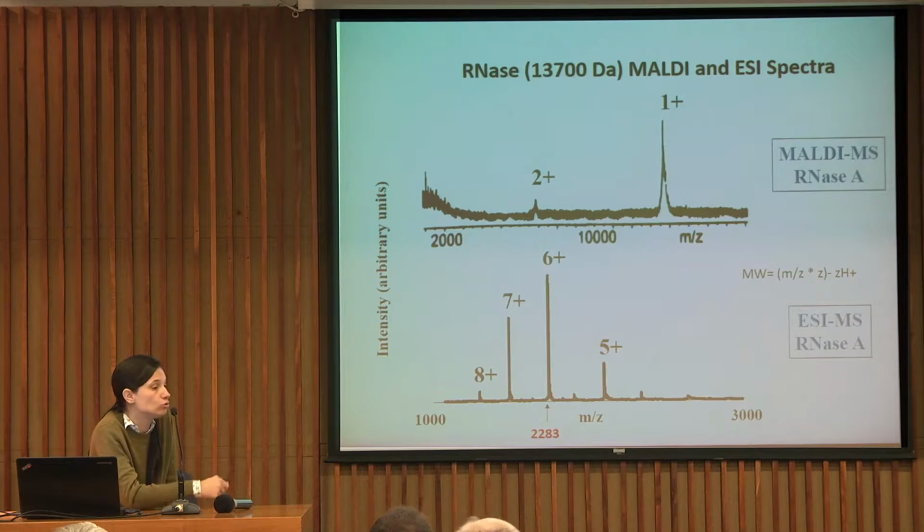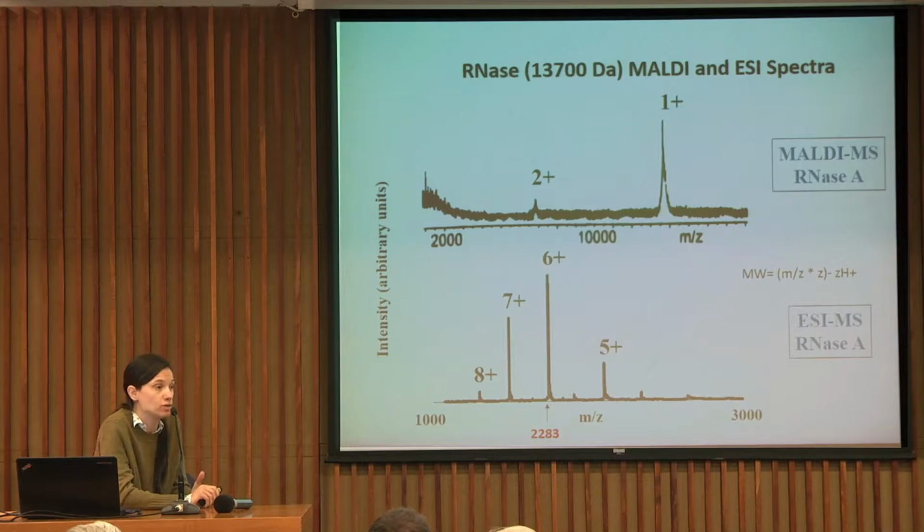So what do we have to do to find out the molecular mass of a compound in a spectrum like this one? We need to deconvolute the spectra, that is, we need to clear all the noise signals, and then we need to multiply the m/z value by the charge of the peak, and we have to subtract the protons that were added during the protonations.